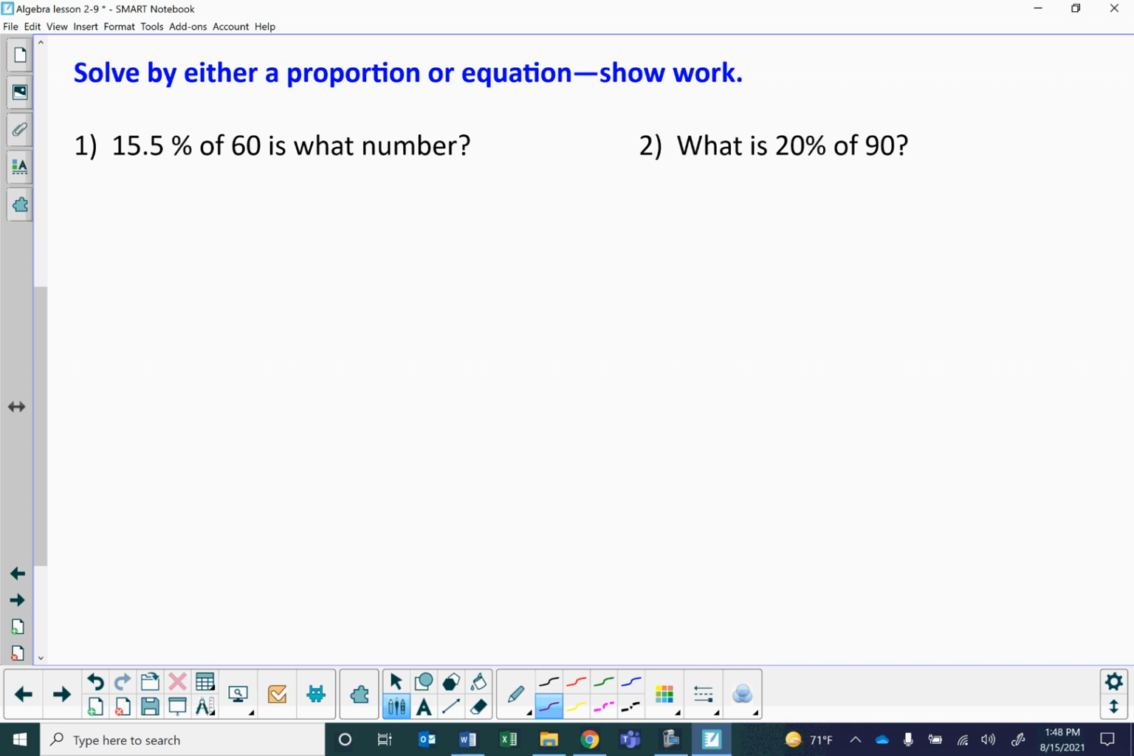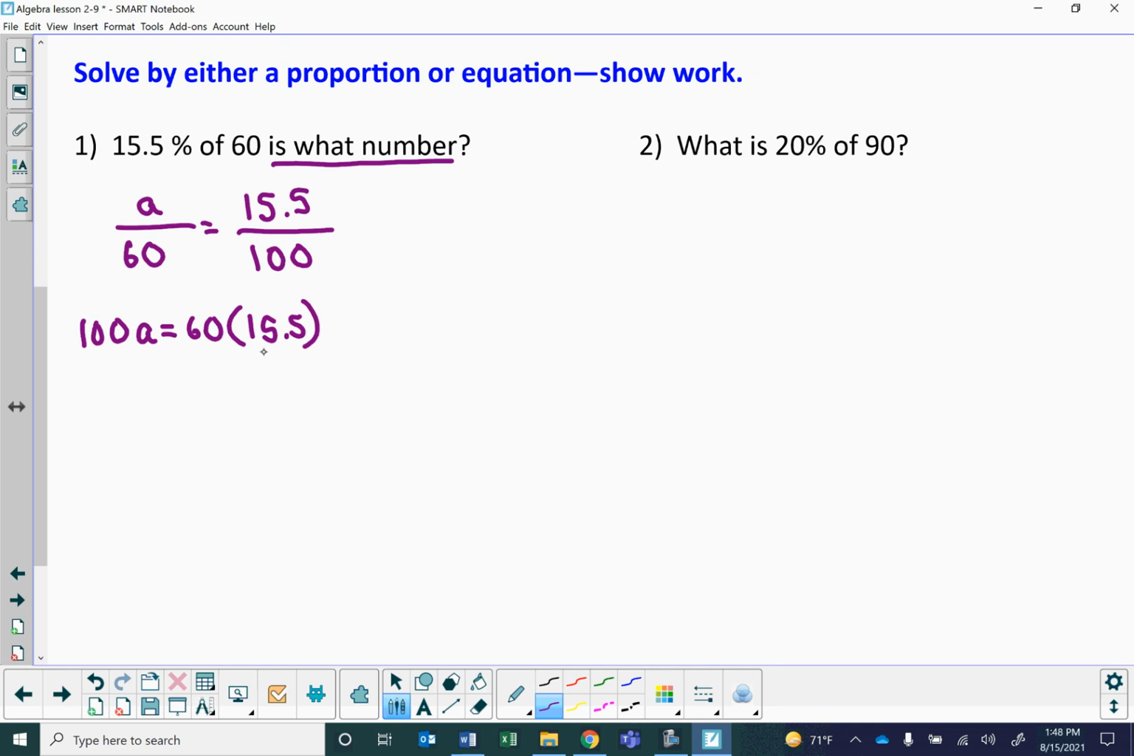So in this first problem, we have 15.5% of 60 is what number? So if we do the percent, we have is over of. So is what number? That becomes my variable. So I'm going to say A over 60 equals 15.5, because that's my percent over 100. So that would be my proportion if I was going to solve my proportion. So to cross multiply, A times 100 is 100A. It's going to equal 60 times 15.5.